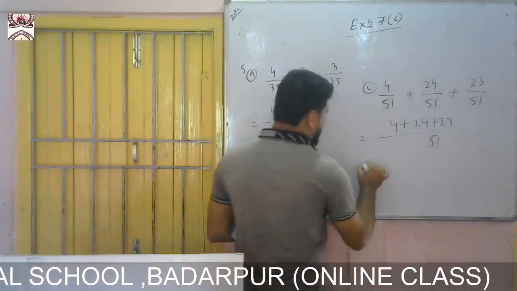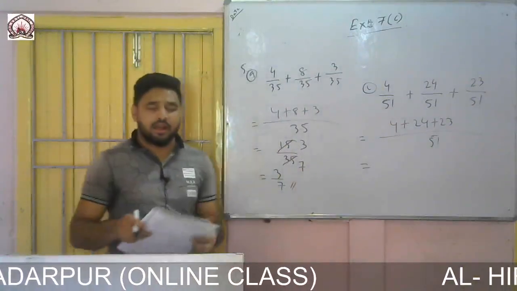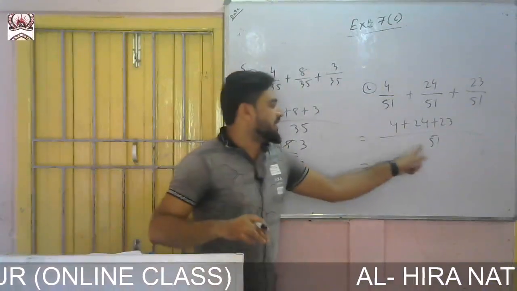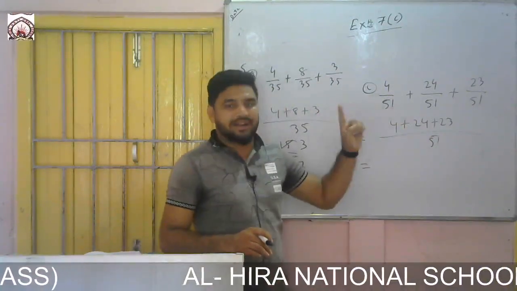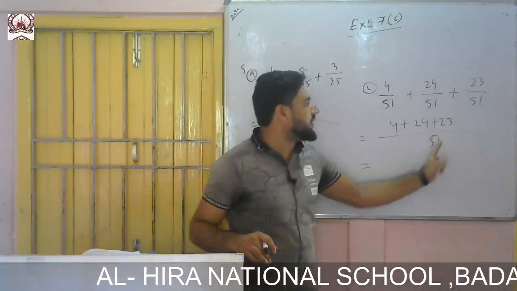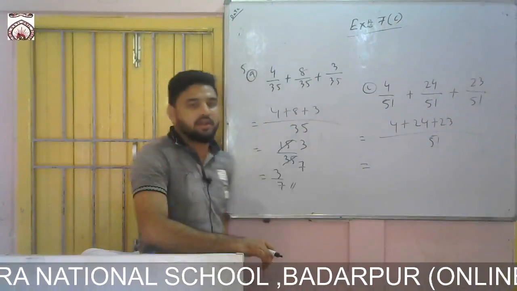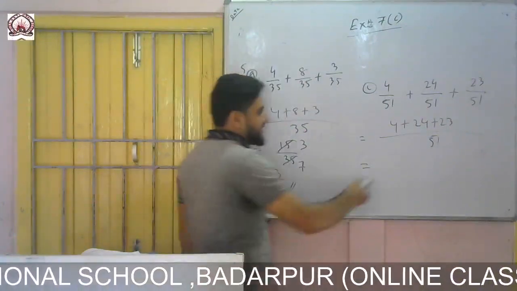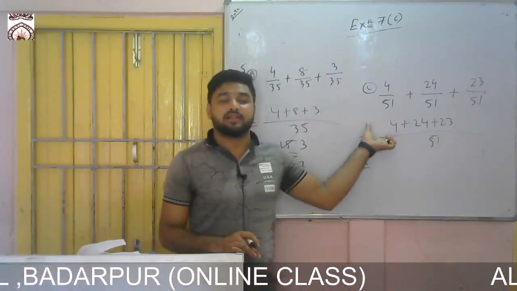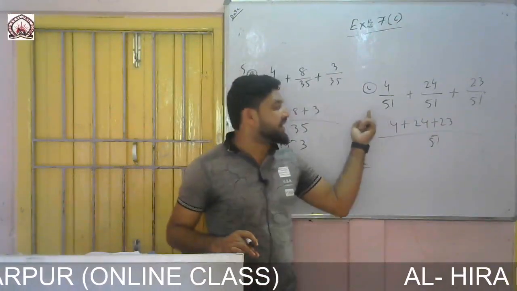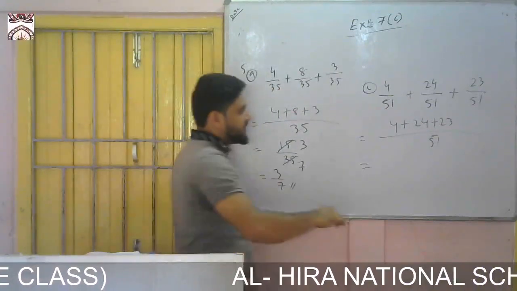This is the shortcut way. In the LCM method also, I have shown earlier that 51 divided by 51 is 1, 1 into 4 is 4. 51 divided by 51, again 1 coming, 1 into 24 is 24, and 51 divided by 51, 1 coming, so 1 into 23 is 23. So in this way also it is the same. But this is applicable only if the denominators of the fractions are the same.